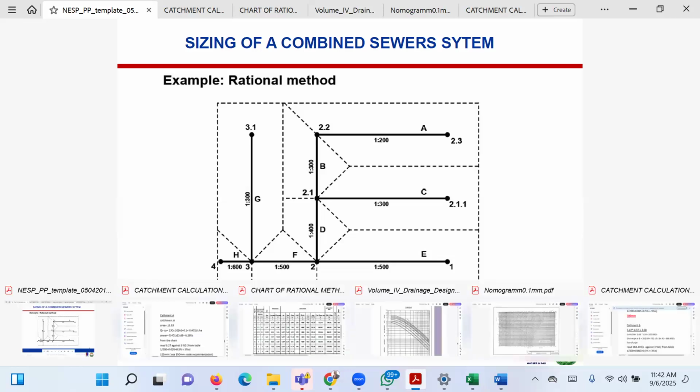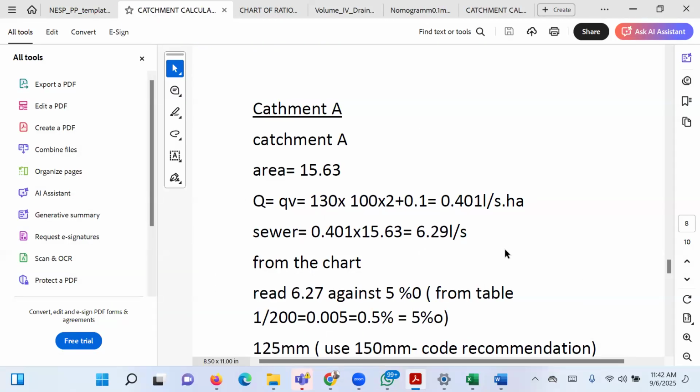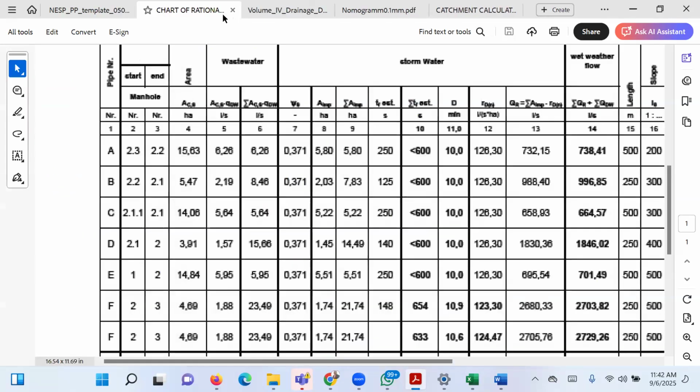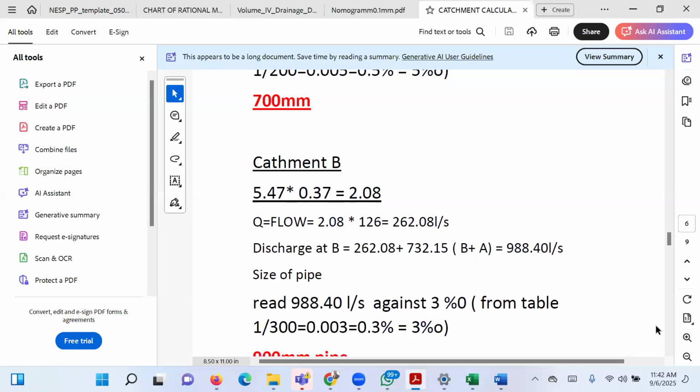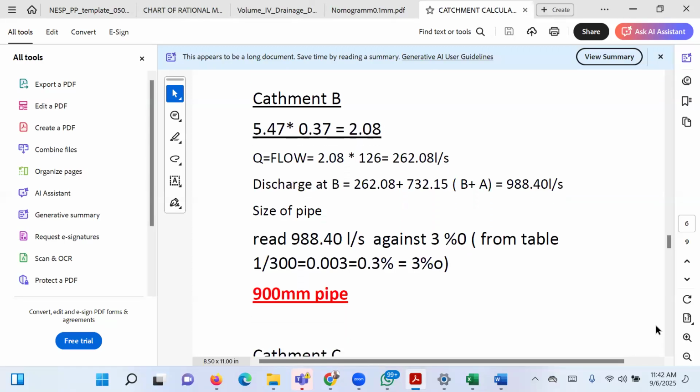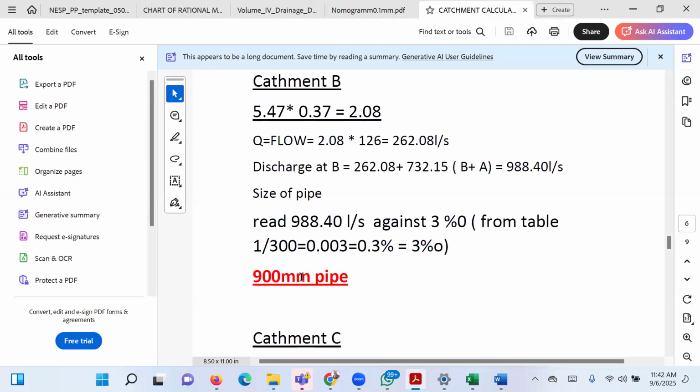So let's go to our chart. Or let's just go to the answer. So at B it becomes 900.